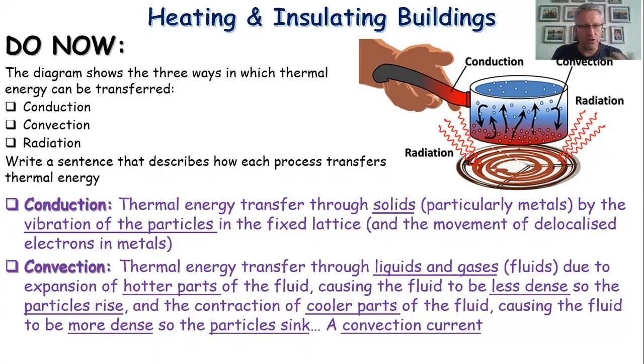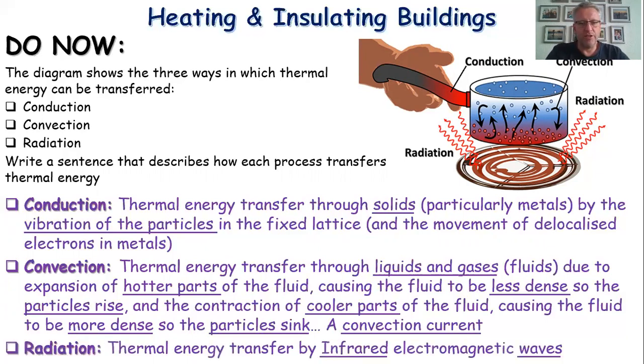So conduction happens through solids, particularly metals. Convection happens in liquids and gases. Radiation, you should know this if you've watched the previous lessons, is thermal energy transferred by infrared electromagnetic waves. So infrared radiation, and you can see that infrared radiation being radiated from the hob just there.